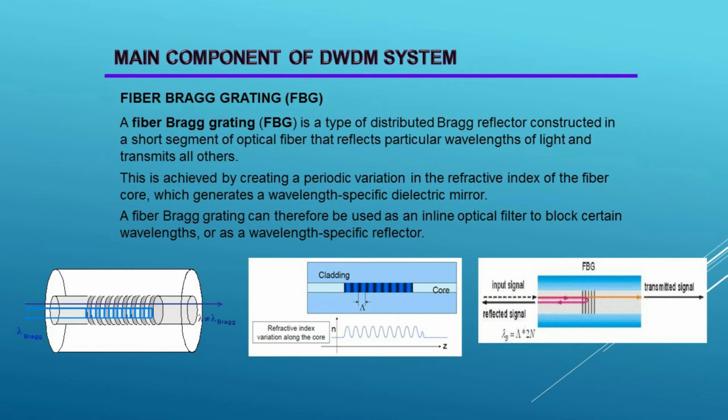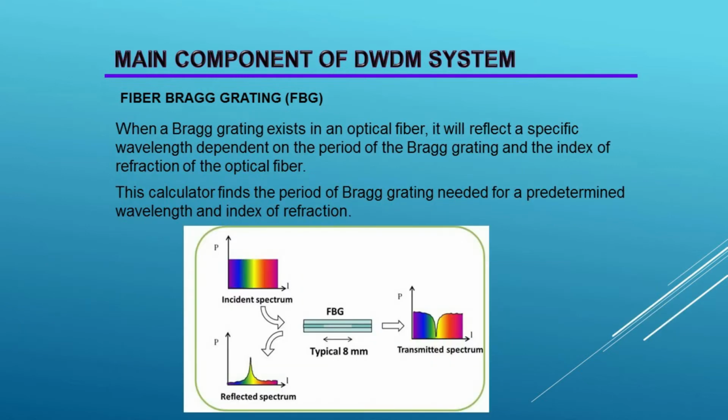as a wavelength-specific reflector. When a Bragg grating exists in an optical fiber, it will reflect a specific wavelength dependent on the period of the Bragg grating and the index of refraction of the optical fiber. This calculator finds the period of Bragg grating needed for a predetermined wavelength and index of refraction.